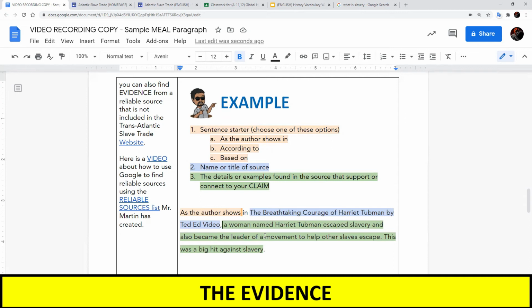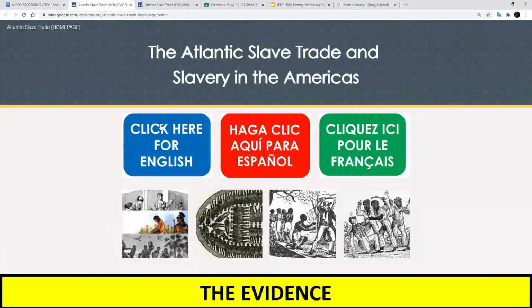So you have a lot of different options for where you can find evidence. But if you are at all confused, of course, I recommend that you begin with the Atlantic Slave Trade and Slavery in the Americas webpage. I think that is a very good place to start.